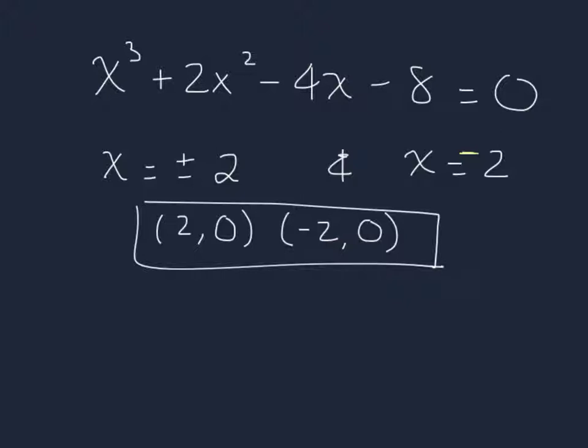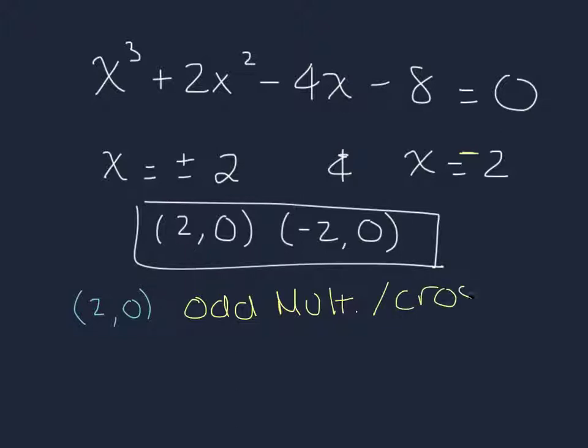So let's make note that at (2, 0), the solution only occurs once. Therefore, that's odd multiplicity. That means we're going to cross when we're graphing that particular point, or that x-intercept. The point (-2, 0) occurs an even amount of times.